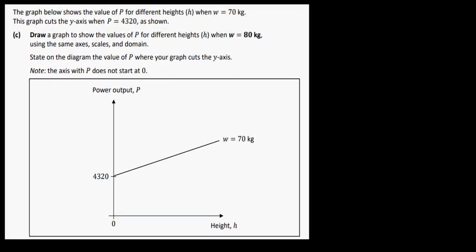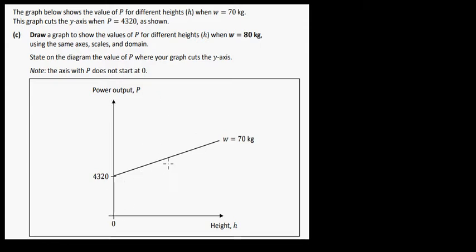So part C here. The graph below shows the value of P for different heights when W is 70. We've got a straight line graph here, a linear graph. This graph cuts the y-axis at P is equal to 4320, so we can see that here. Draw a graph to show the values of P for different heights when W is equal to 80 kilograms using the same axis scales and domain. State on the diagram the value of P when your graph cuts the y-axis. Note the axis with P does not start at 0 here.